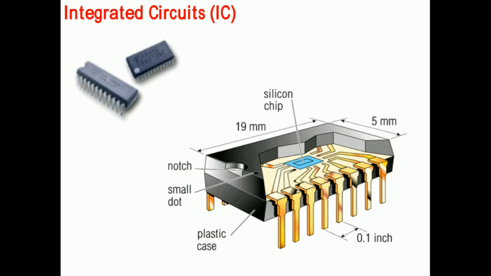Then integrated circuit. Friends, here different components like transistor and diode, and resistor and capacitor, are all inside one chip and make one IC. It is known as an integrated circuit. So we can compress the size of any circuit. So this one is about the integrated circuit.